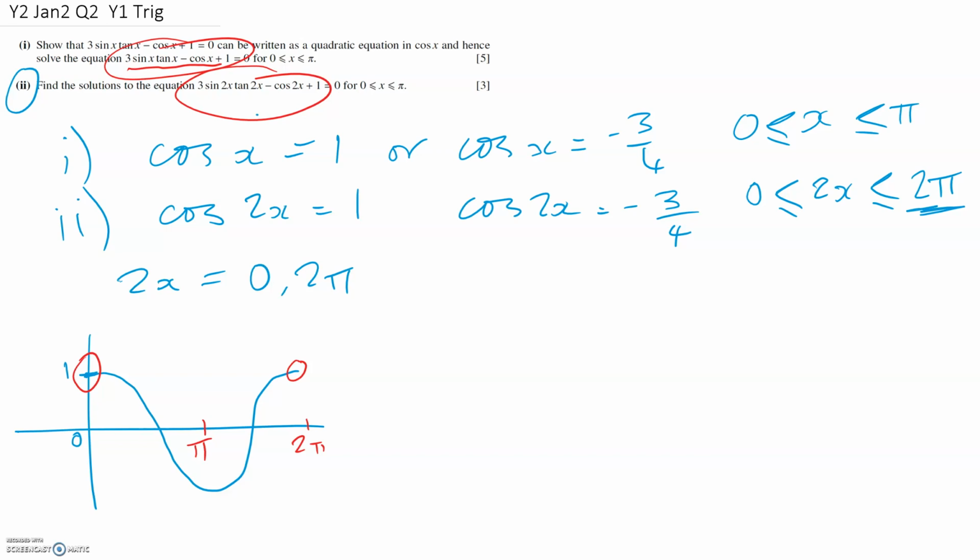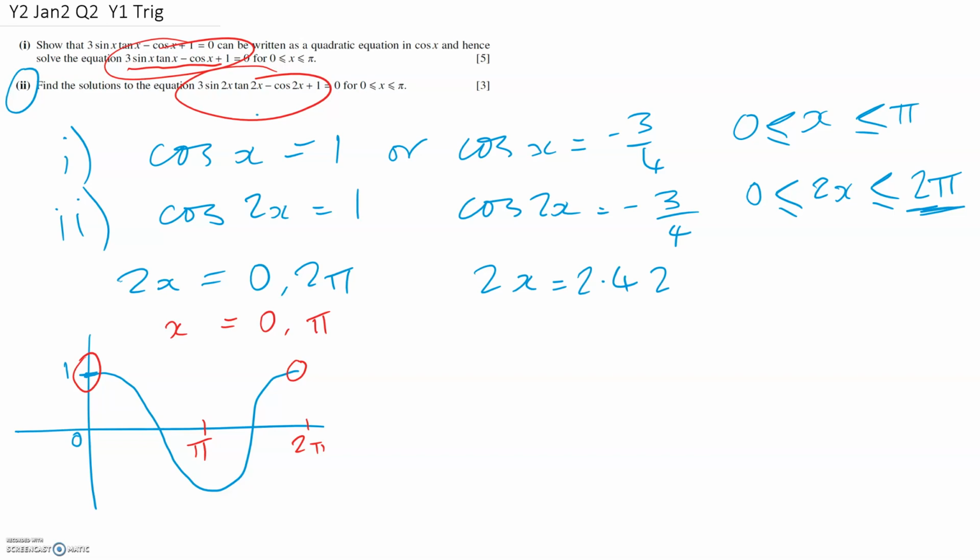So 2x will equal this, and then remember, only at the very end do you divide by 2. So 0 divided by 2 is 0, and 2 pi divided by 2 is pi. We need to do exactly the same over here. So if we do inverse cos of minus 3/4, we will get 2x equals 2.42, like we got last time.